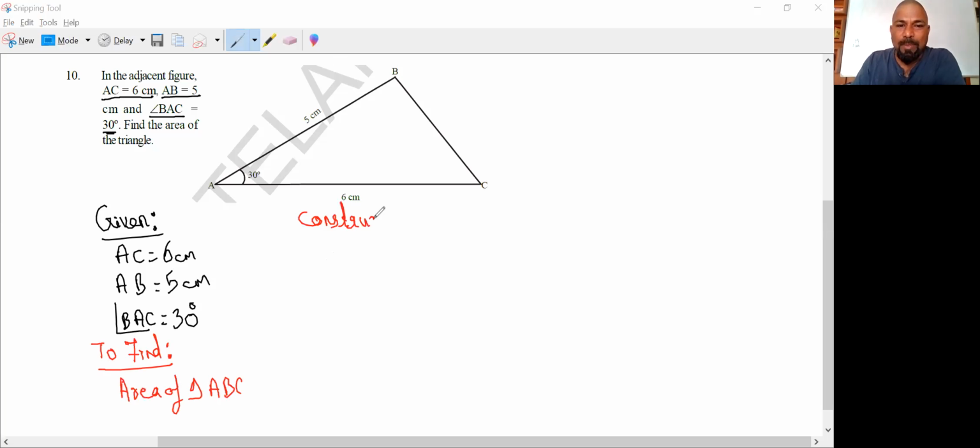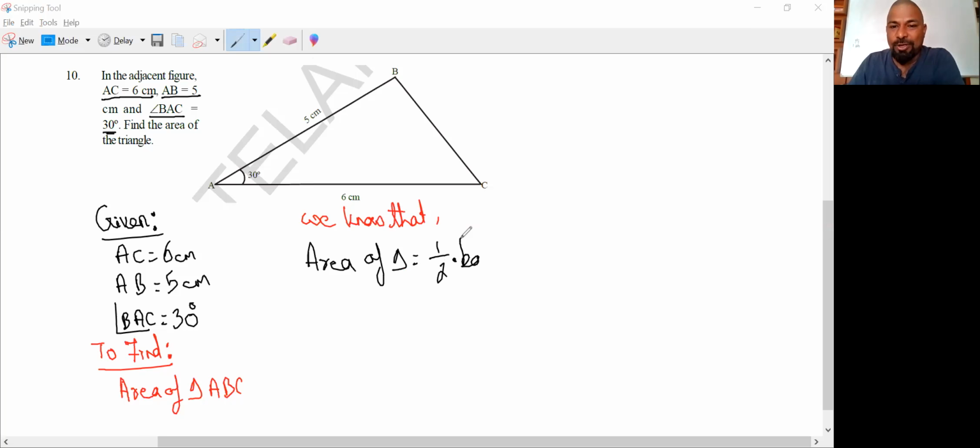Before going to the construction, let us go for this one. We know the area of a triangle. Farah, can you please tell me what is the area of any triangle? Half into base into height. Yeah, half into base into height. This is the formula we are planning to use to find the area of a triangle.